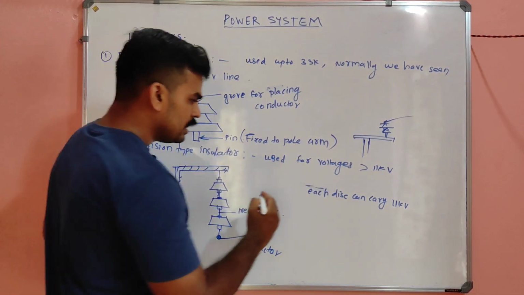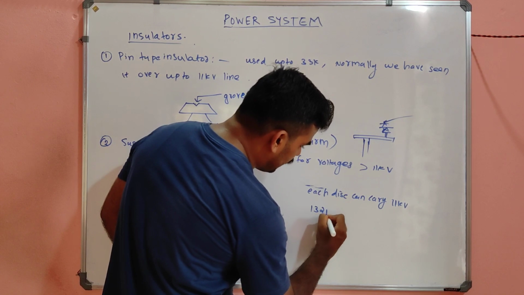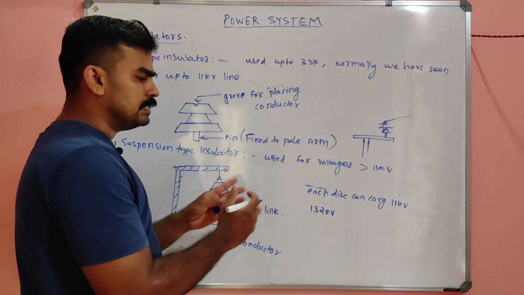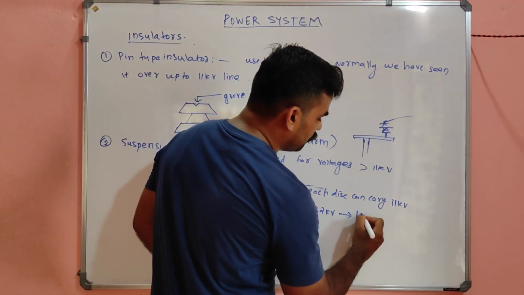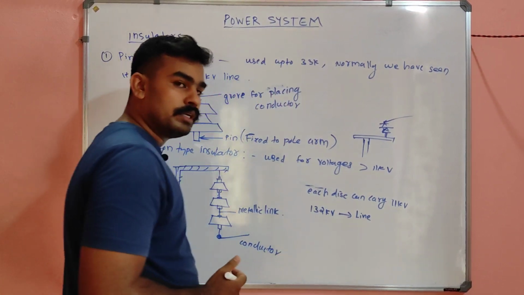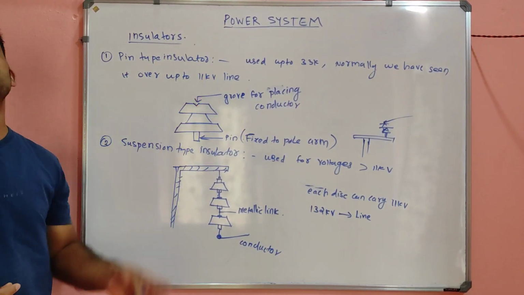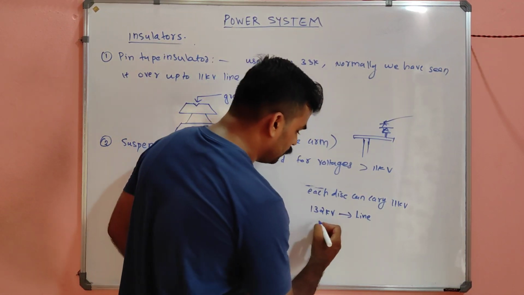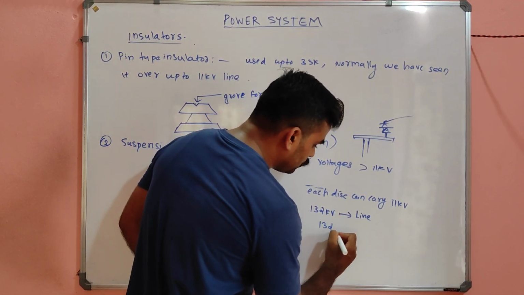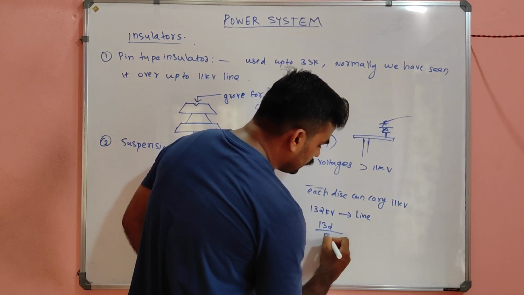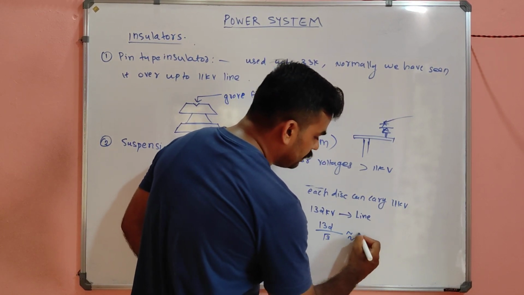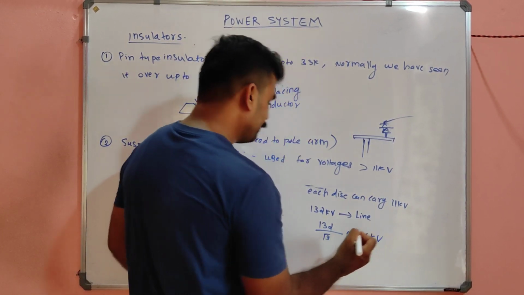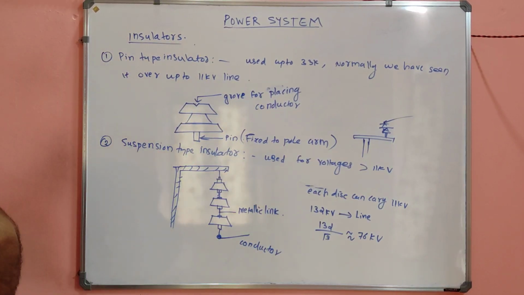For example, suppose a 132 kV system. This 132 kV is a line voltage. So we assume that the transmission is star connected. First we have to convert it into phase voltage. So it will be 132 divided by √3. You will get nearly, my dear, 76 kV.